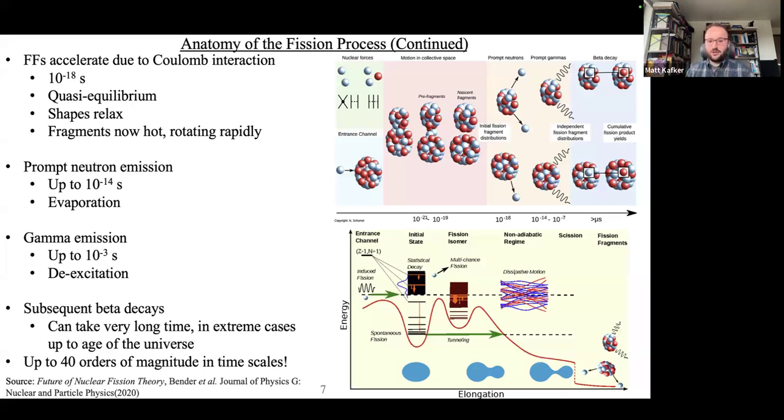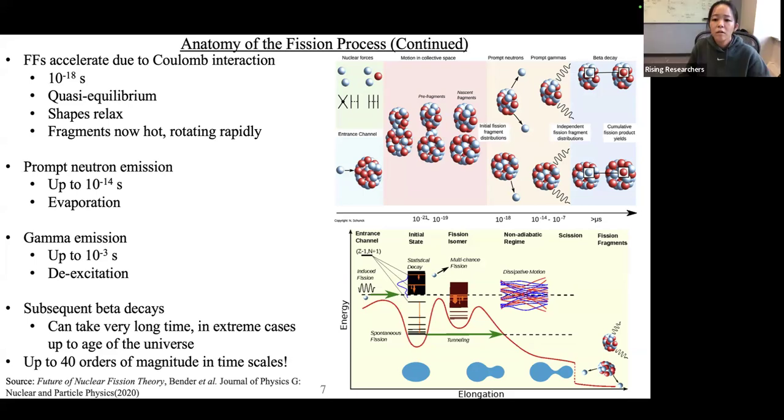So I hope through this description of the fission process, you can understand my claim that this is a highly complex process for which quantum many-body physics is relevant. There are aspects which are out of equilibrium. It's quite a complex thing.